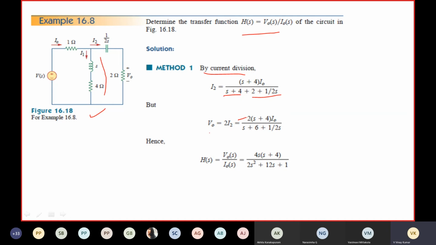You know V naught. What is V naught? V naught is the voltage across the 2 ohm resistor, which is 2 into I2. We already got I2, so we will get V naught. The ratio of V naught of s to I naught of s gives the transfer function.